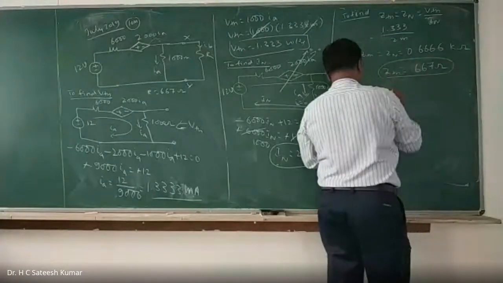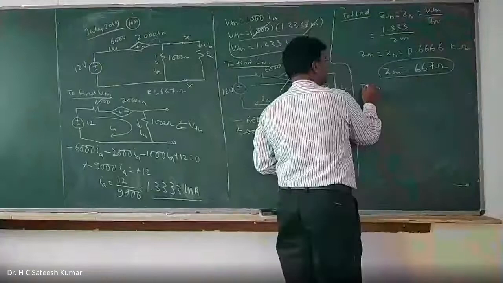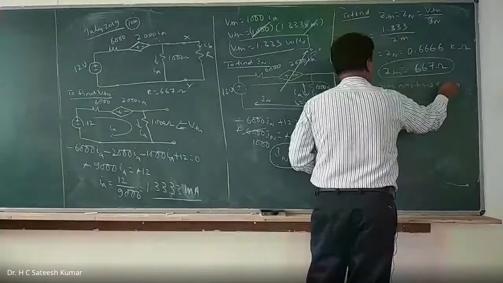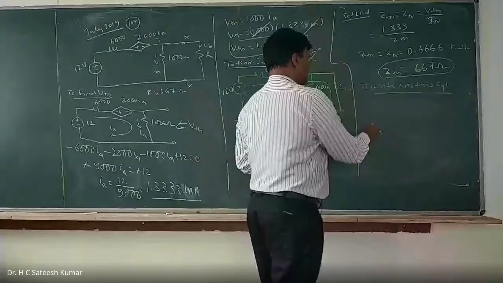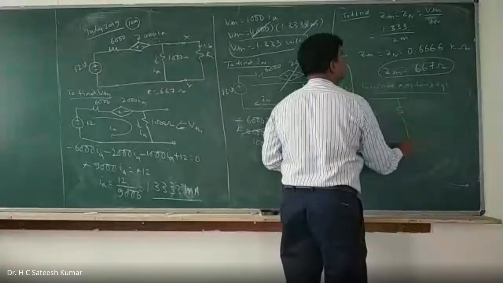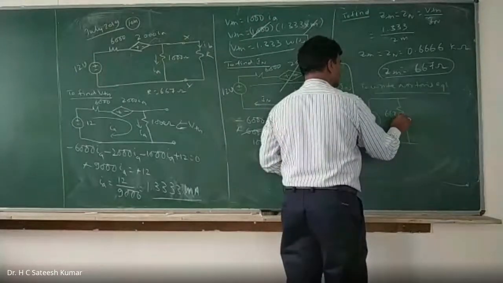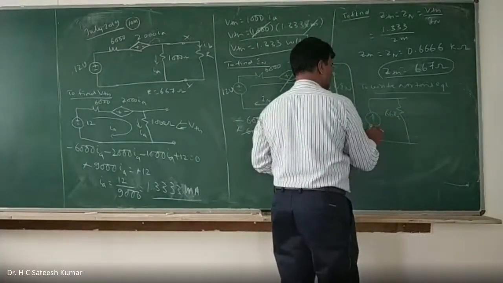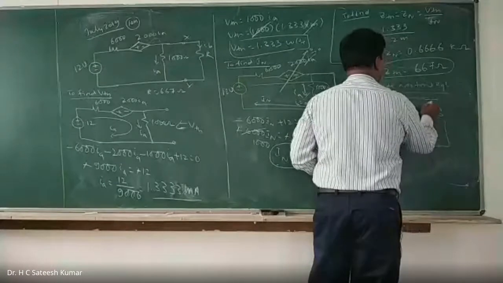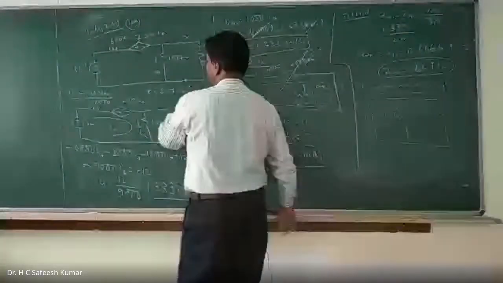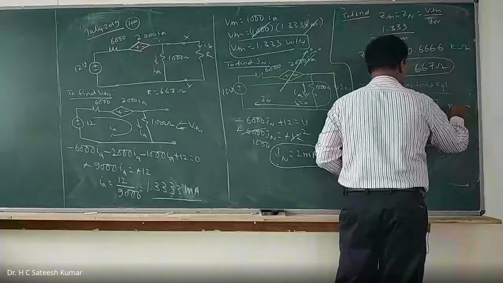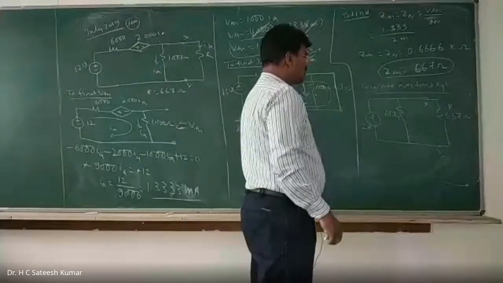ZTH. Next, to write Norton's equivalent. A current source, and in parallel with that there is an impedance. What is that value? 667 ohms. And this one we have 2 milliamps. Okay, load you connect across XY. What is the load? R is equal to 667 ohms. This is your R. Find the current flowing through R using Norton's theorem.